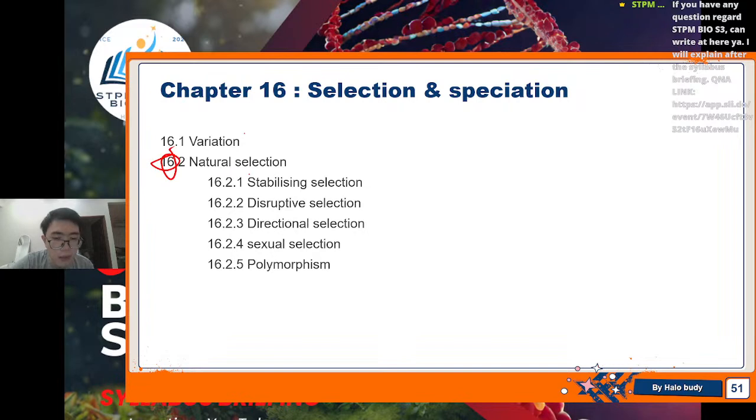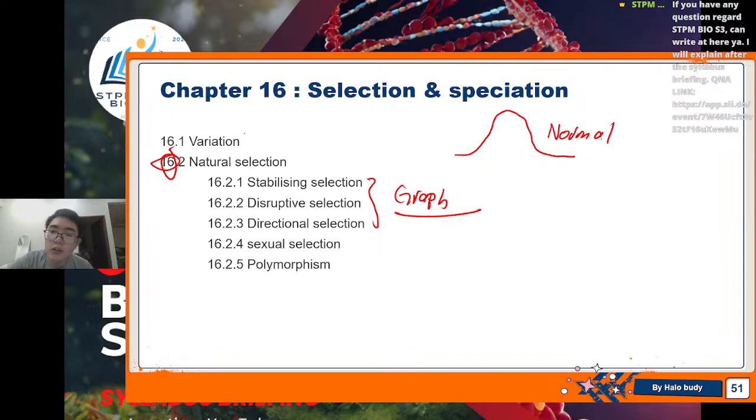Natural selection is important, especially these three: stabilizing, disruptive, and directional, because these three involve graphs, the probability distribution graph. If you know the distribution graph, it is like that, right? And this is the normal situation. But if selection occurs, stabilizing or disruptive, the graph will be different. So you have to know the graph shape.